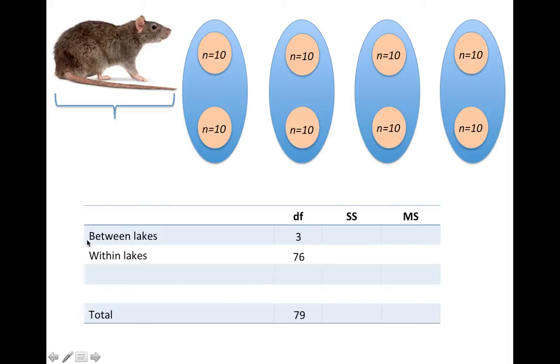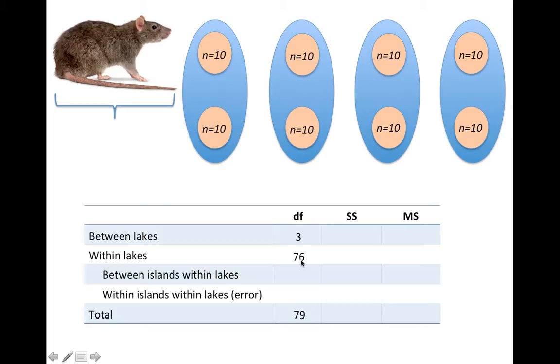But this within component can also be divided into 2 components. That is, between islands within lakes and within islands within lakes. And we want to divide the within lakes component degrees of freedom. And by doing that, we will also, of course, divide the sum of squares, because they also sum up in an ANOVA table. So the sum of these degrees of freedom should be 76.